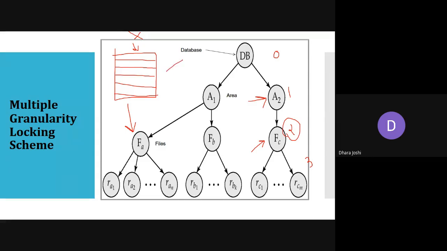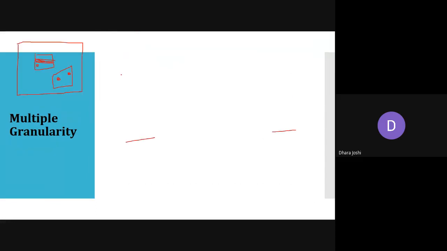If transaction T1 has an exclusive lock on this file and transaction T2 just wants to read the third record, and transaction T4 only wants to read the entire file, then both transactions T2 and T4 need to wait until transaction T1 has completed its task with this entire file. So it will give you low concurrency as compared to fine granularity.